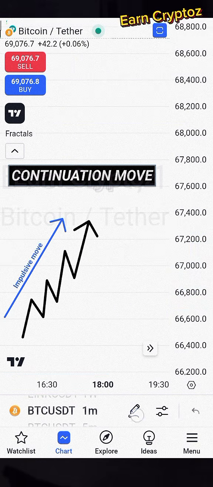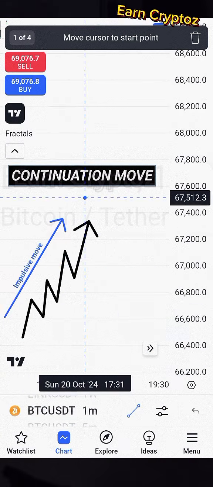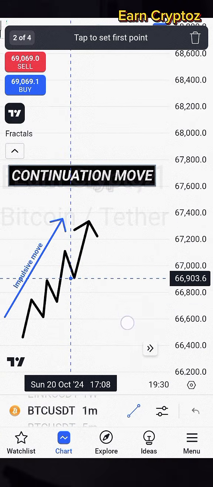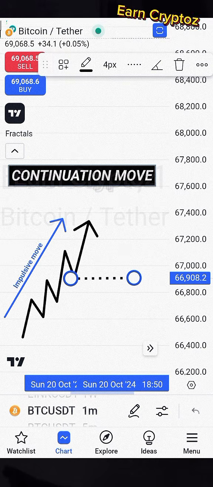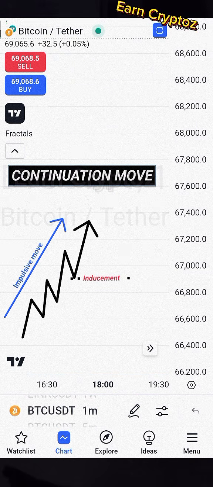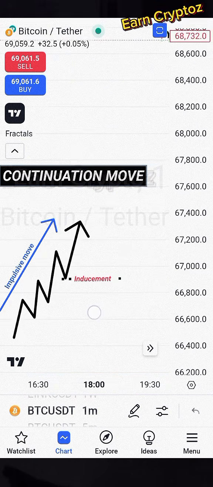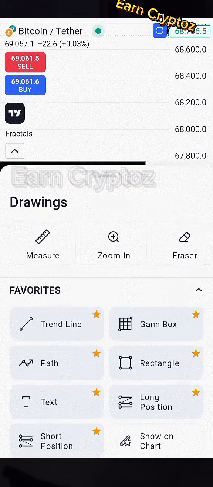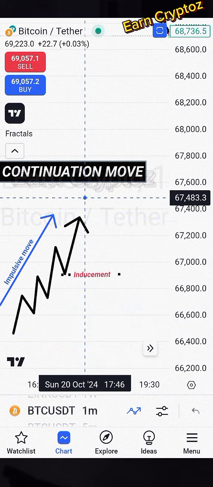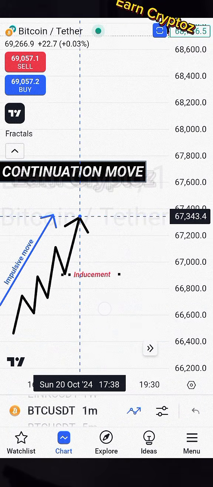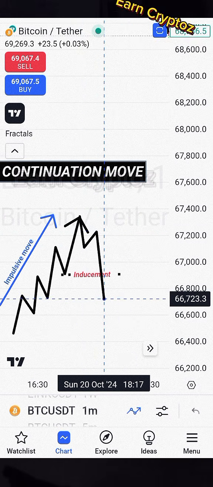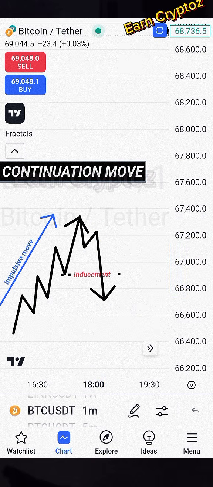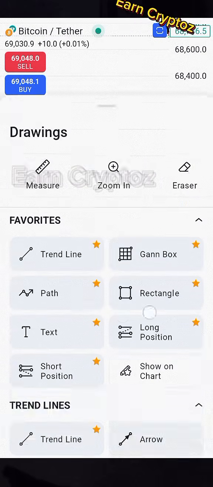Once we identify an impulsive move, the next thing we identify is the inducement, which is the last valid pullback. Right there is our inducement. So we have the impulsive move and the inducement. The next thing is the correction. This is the structure that the market is constantly forming. So we usually have something like this, a correction move.